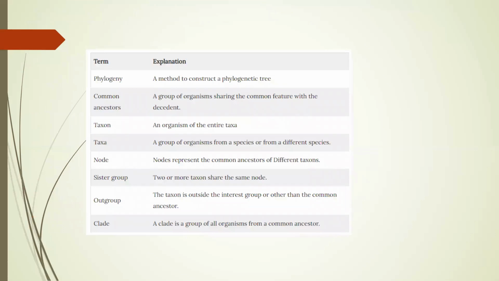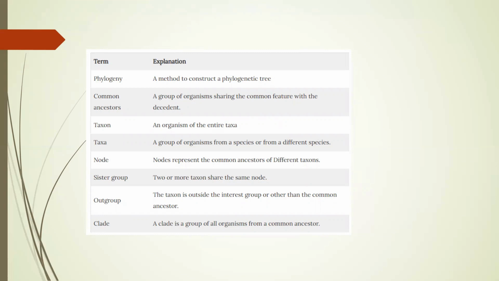So these are the common terms which are very important when studying the phylogenetic tree. Phylogeny, it is a method to construct a phylogenetic tree. Common ancestor. Common ancestors are the group of organisms sharing the common feature with the descendants. Taxon. An organism or entire taxa is called a taxon. Taxa. A group of organisms from a species or from different species. Node. Nodes represent the common ancestors of different taxons.